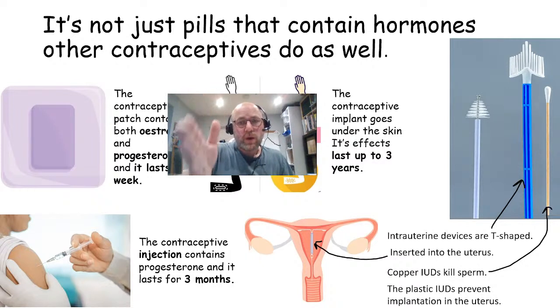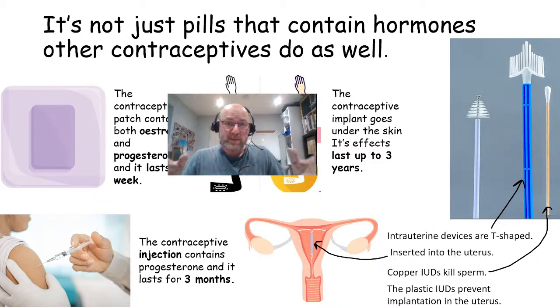So there's copper ones. Copper kills sperm. It's a natural spermicide. And there's plastic ones as well, and they just tend to disrupt the process. I think they stop the lining being developed, and therefore you can't get pregnant. But also, if you have a copper one, it kills sperm as well.